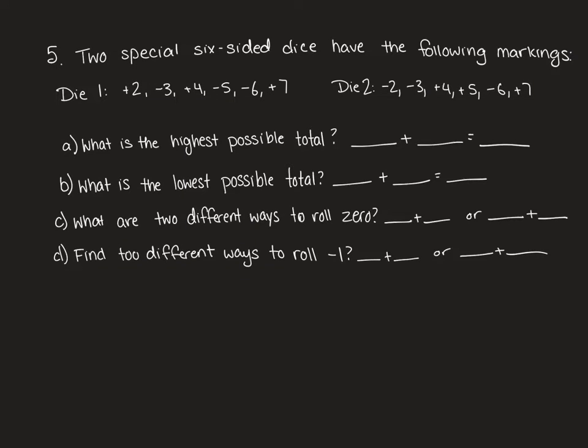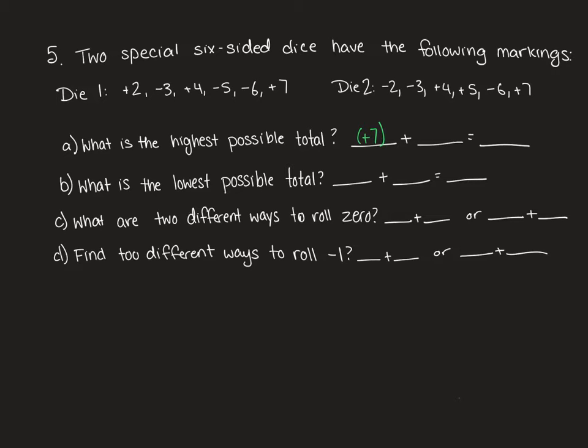Question 5 has a word problem where there are 2 special 6-sided dice, and they have a variety of different markings on them, a sequence of different integers. So they're asking you what the highest possible total is. If we look at the first die, we want to see what the highest number is. So we're only going to look at the positive numbers, positive 2, positive 4, and positive 7. And the largest one is positive 7. So we'll put that as our first number.